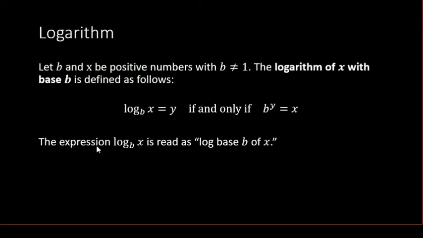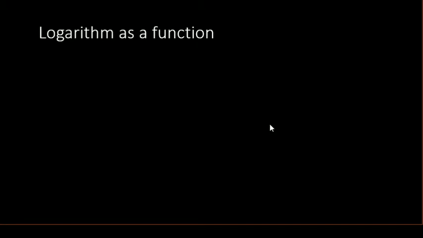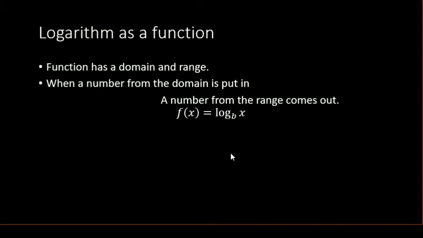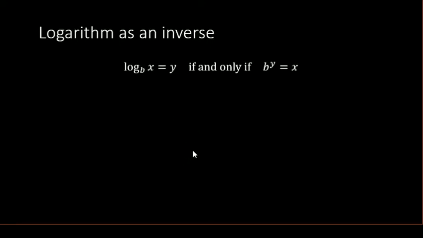We read this as log base b of x. And the answer to a logarithm is always the exponent. It's the exponent you would stick on the base in order to get the number, the argument of the logarithm. So a logarithm is a function. That's the first thing we note here. It has a domain and a range, that is, an input value and an output value. When you stick in a number from the domain, you get a number from the range. So x is the number you're sticking in. You can think of it as f of x, a function, and the answer we're getting out is part of the inverse function as well, since a logarithm is an inverse.